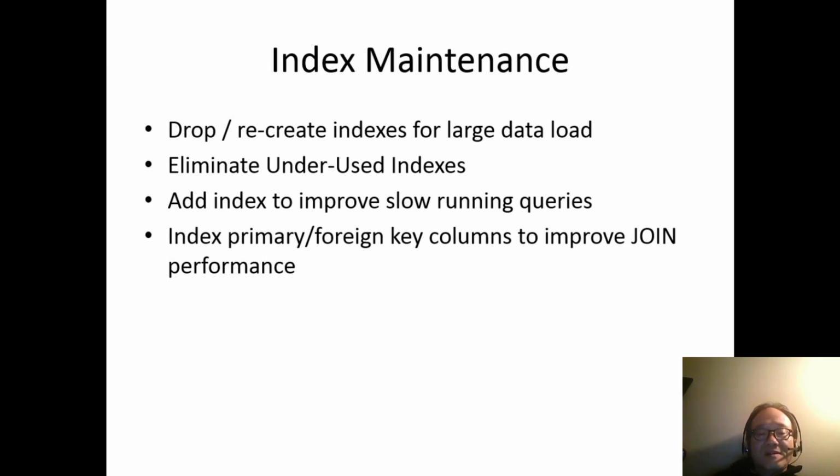Also, since there is an overhead on maintaining indexes, we want to eliminate unused indexes. When we see slow-running queries, we can investigate to see whether creating an index would improve performance. With SQL programming, we do joins a lot. By indexing the primary and foreign key columns, we can improve the join performance significantly. This concludes the lecture on indexes.